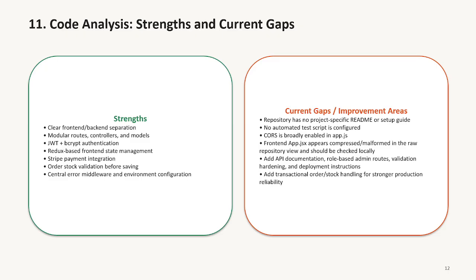The second strength is the modular backend. Each module performs a separate function. This improves reliability and debugging. The third strength is secure authentication. Passwords are encrypted using bcrypt. JWT protects the user session. The fourth strength is the integrated Stripe payment, which provides secure online transactions. The fifth strength is MongoDB, which efficiently stores application data.